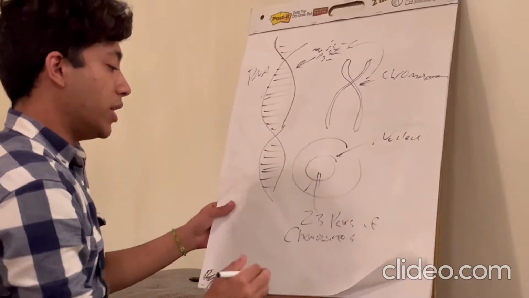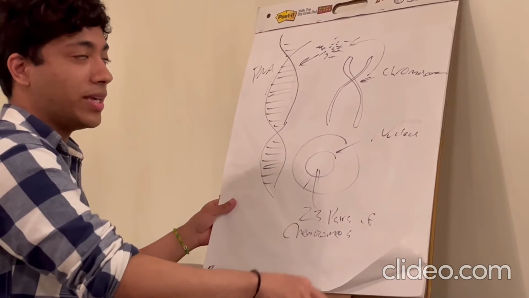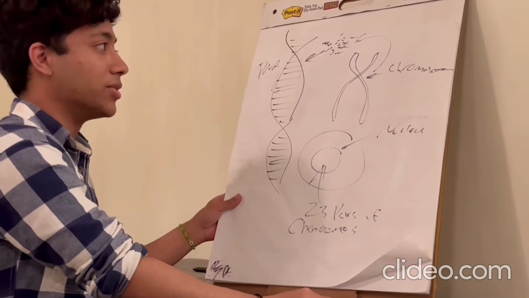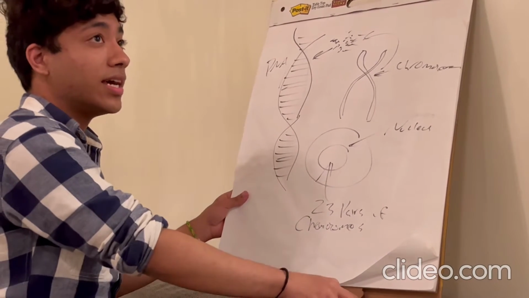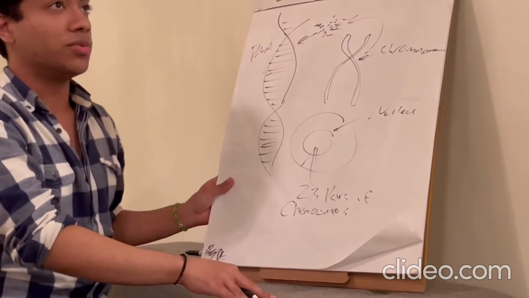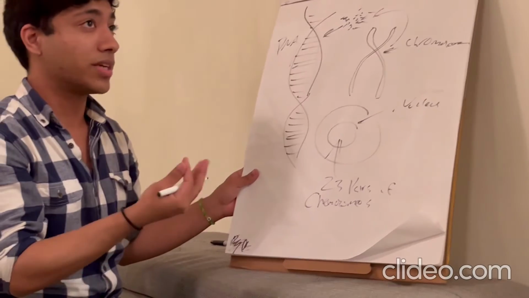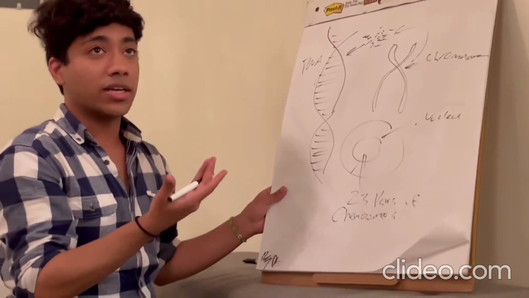And 22 of those pairs are identical, but one of them is the sex chromosome. And they could either be XX for females or XY for males. And that's the only thing that separates most human beings. Now, obviously, there are disorders such as Down syndrome, which is the addition or subtraction of a chromosome, which can result in genetic or birth defects.